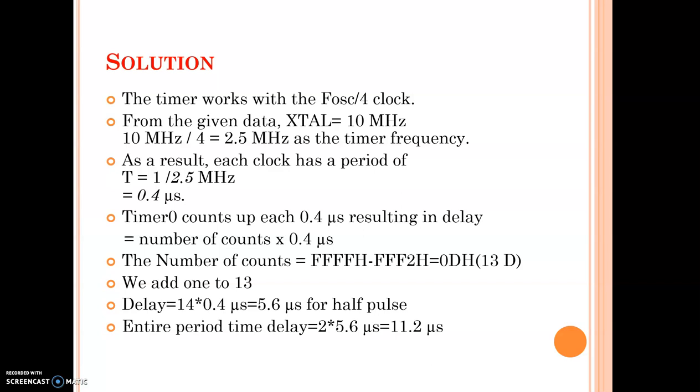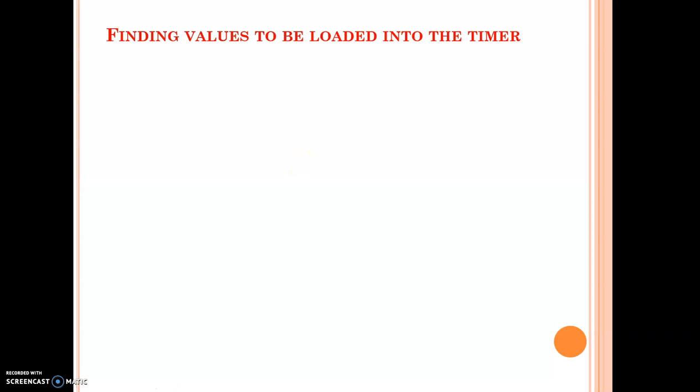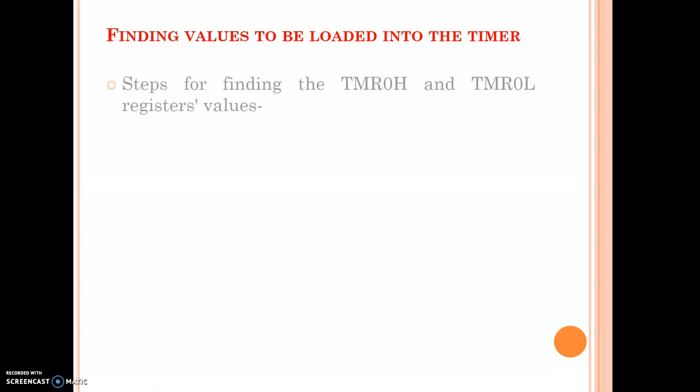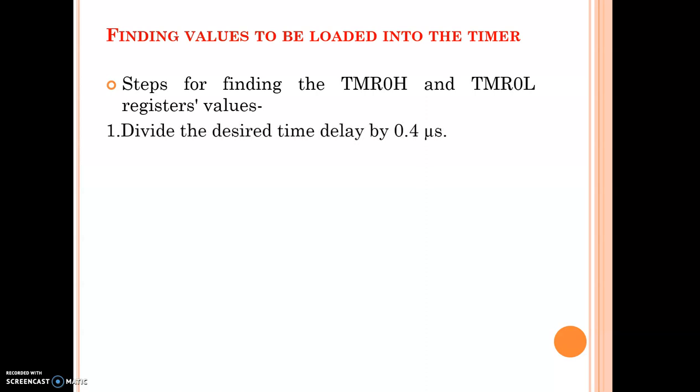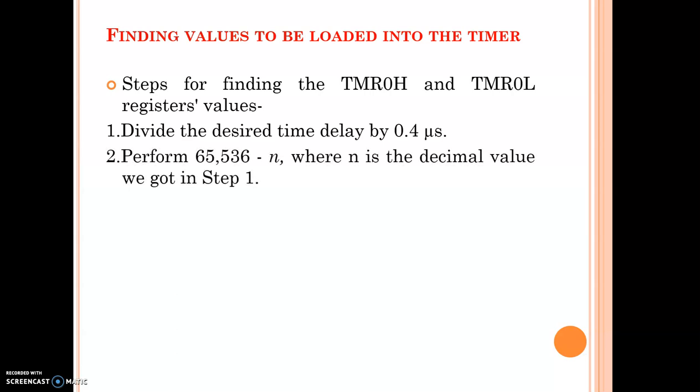Now we have seen one problem. Let's go for the second type of problem, and that is finding the value to be loaded in the timer. Okay, so let's see the steps for finding the value to be loaded in timer 0, low byte as well as high byte. First we need to divide the desired time delay by 0.4 microsecond. I think you know why I have taken 0.4, because I am considering the crystal frequency as 10 megahertz. Now whatever value comes, we have to subtract it from FFFFH and then we have to add 1 to it.